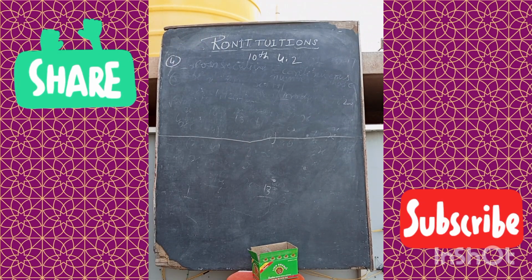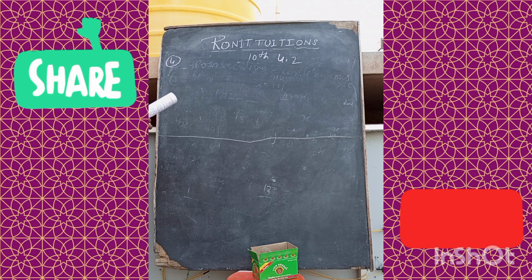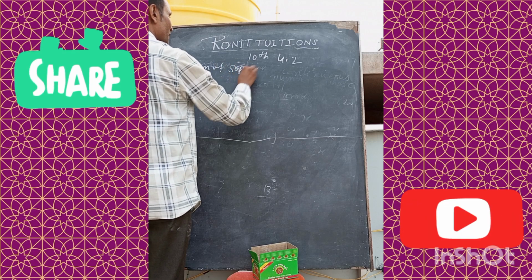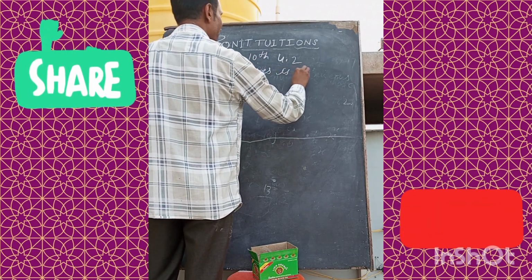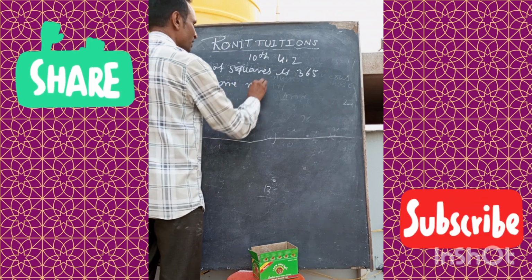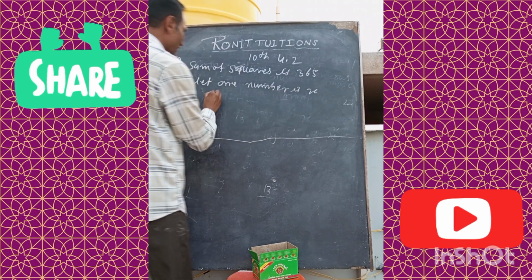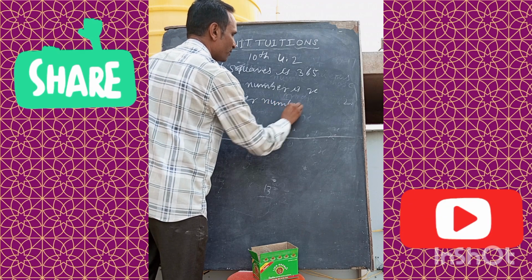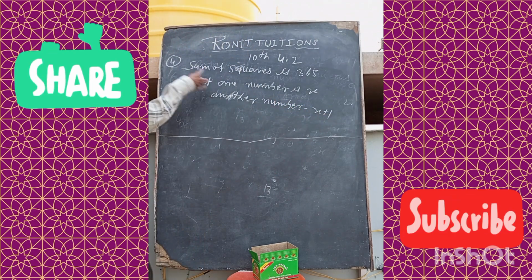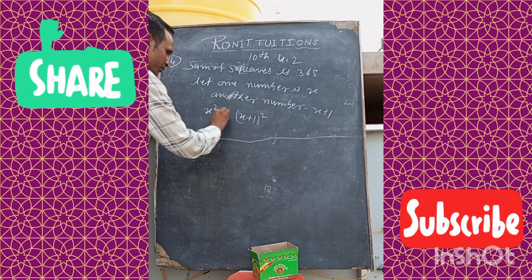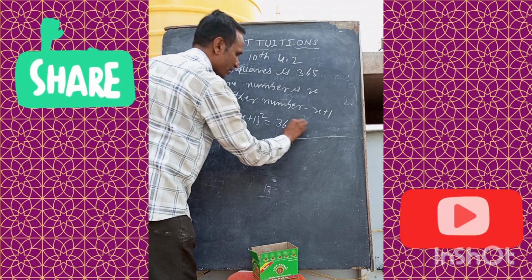Find the two consecutive numbers whose sum of squares is 365. Let one number be x. Then the other consecutive number will become x plus 1. They are telling us the sum of squares: x square plus x plus 1 whole square is equal to 365, as given. Now we are solving it.